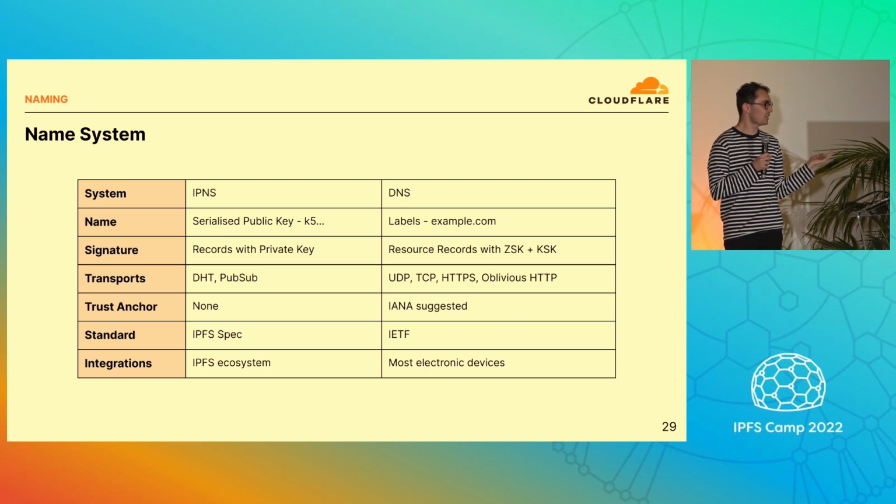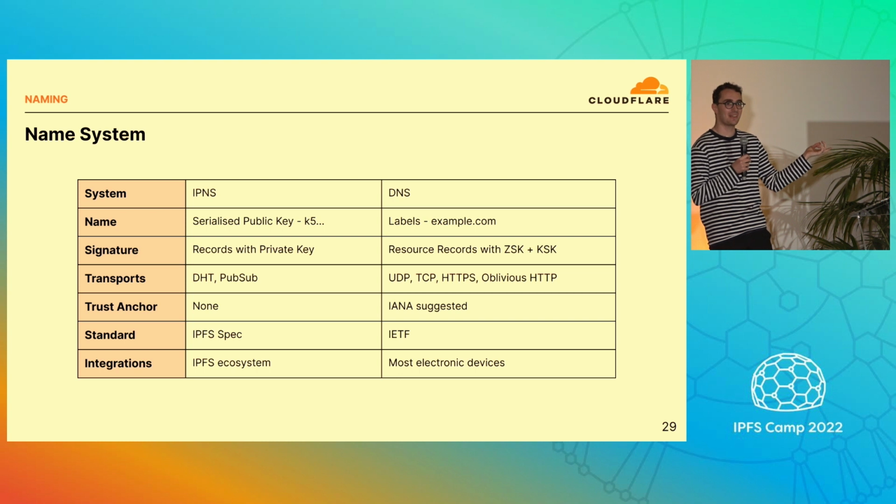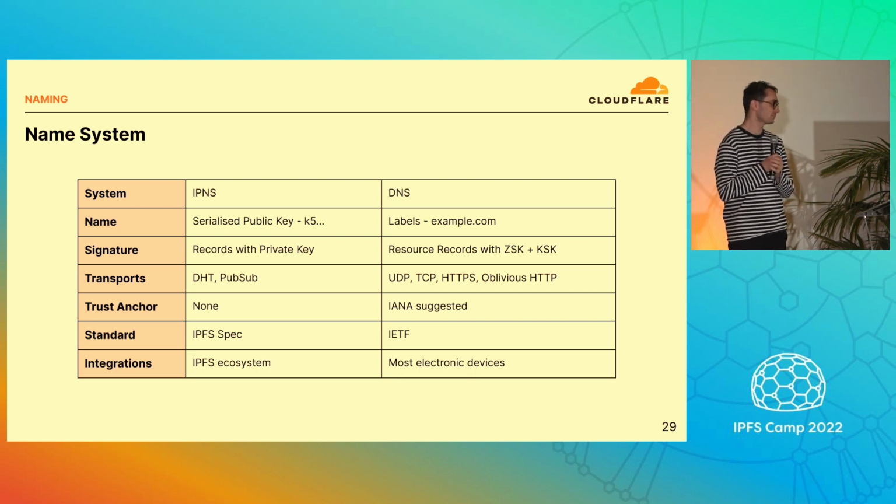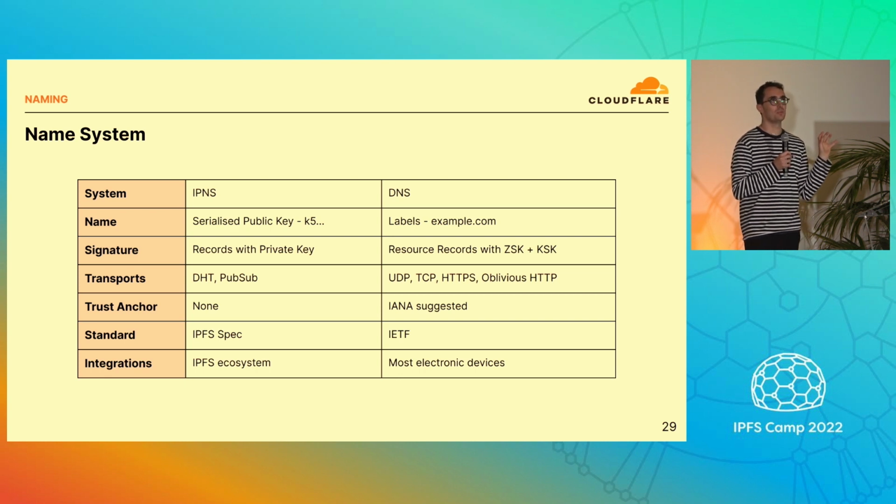In terms of standardization, I'm glad to have modified this slide yesterday because there's now a spec for IPNS, so you can go on GitHub and read it. For DNS, it's been standardized over many RFCs at the IETF. Finally, in terms of integrations for now, IPNS is more targeted at the IPFS ecosystem, and DNS is just everywhere. So you could use one or the other, just for convenience of use. In this whole presentation, I've leveraged DNS.